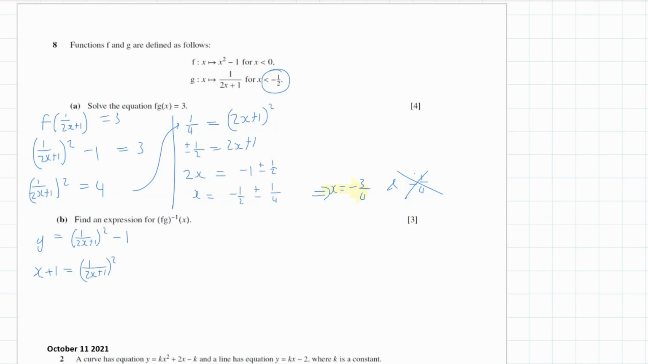I'm going to square root both sides. So plus or minus x plus 1 equals 1. Oh, I was meant to swap my y across, wasn't I? Let's just fix that up. That should be there. There we go, that's better.